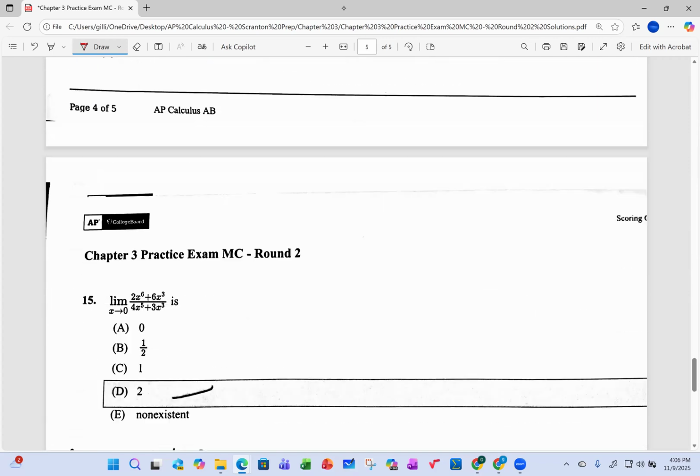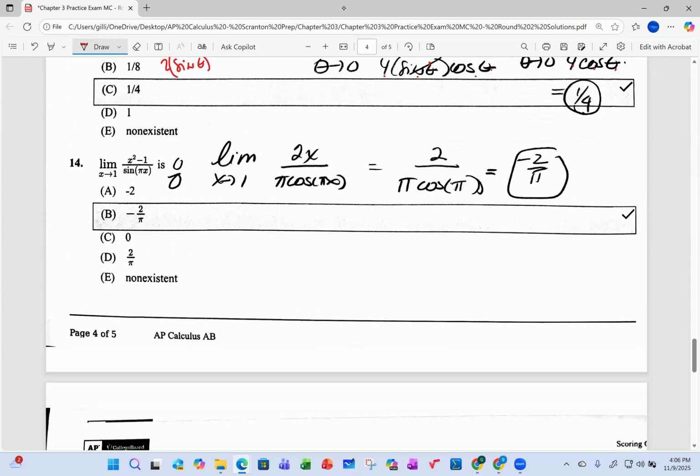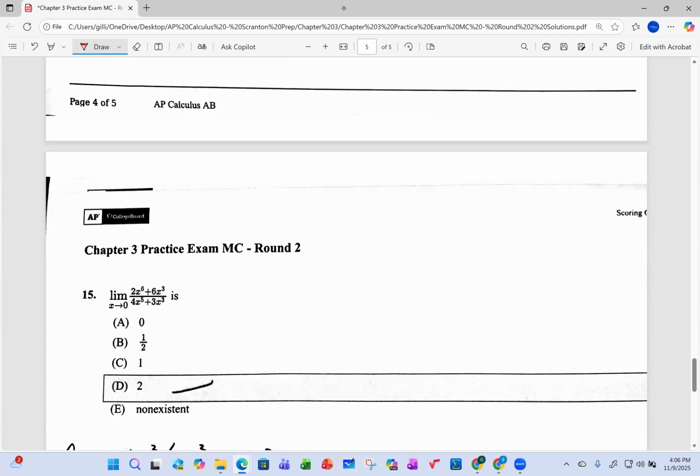And then 14 here, the derivative of the top is 2x. The derivative of the bottom is cosine of pi x times pi. Because remember, by direct substitution, 1 squared is 1, minus 1 is 0, and the sine of 0 is 0. And then when I sub in the 1, the cosine of pi is minus 1 times this pi is minus pi. So my answer is negative 2 over pi.